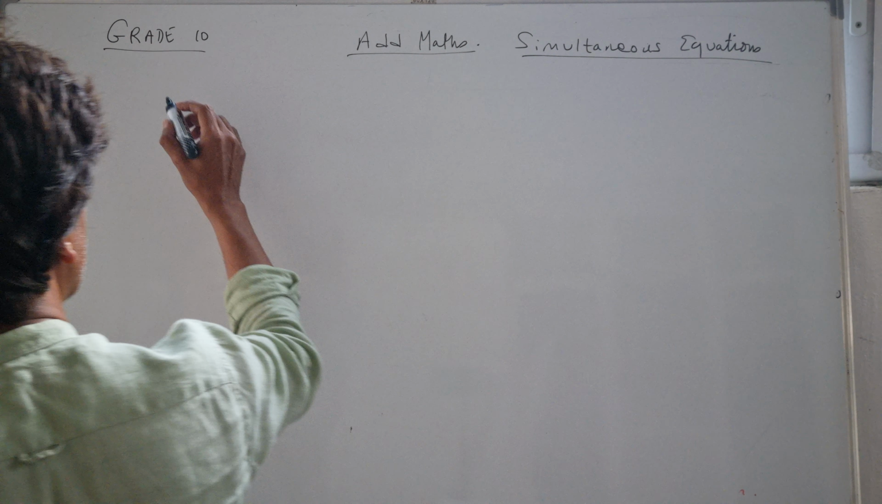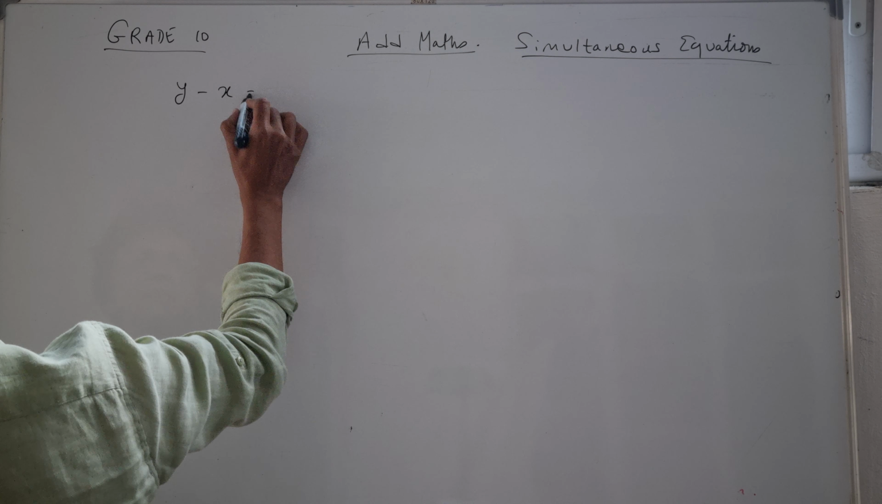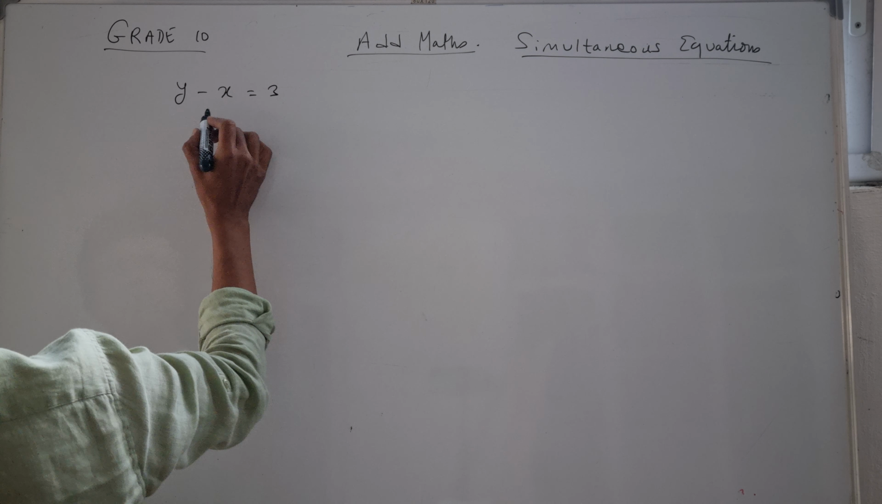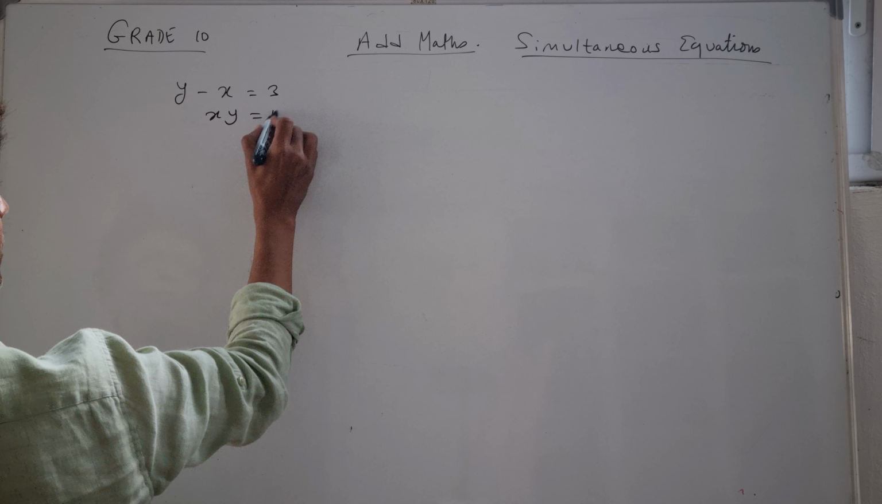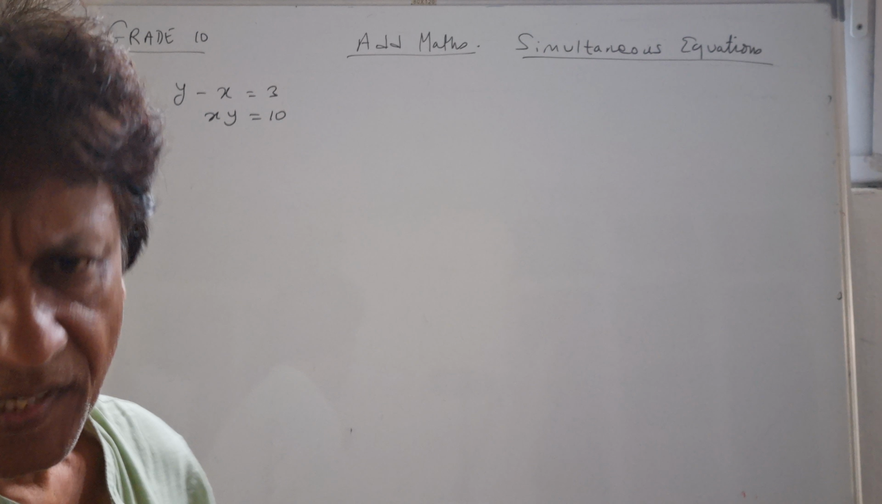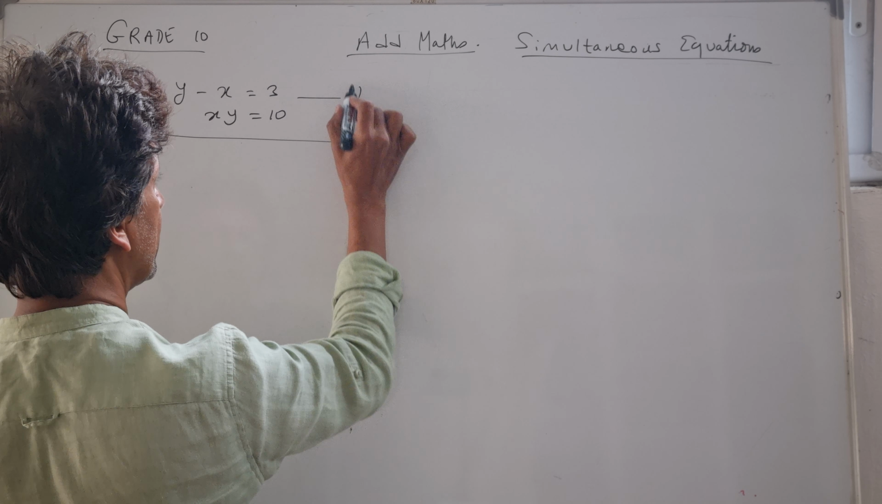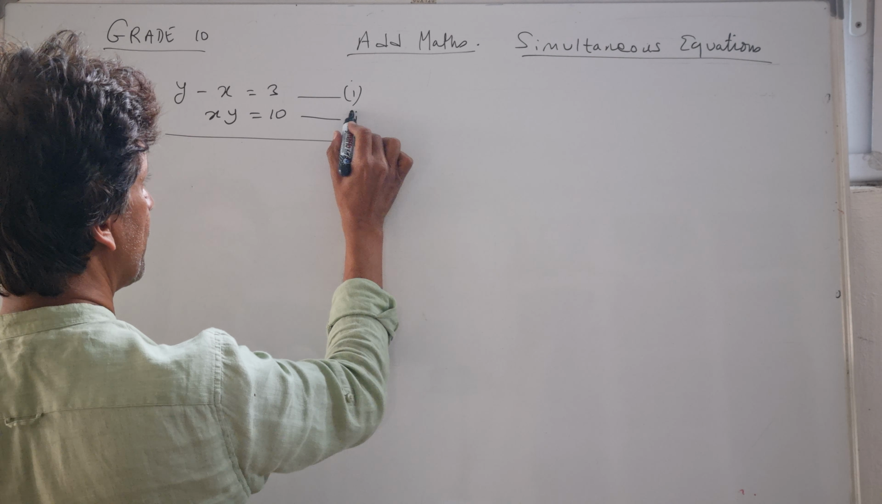So we have an example in the book here where it says y minus x is equal to 3, and then we have xy is equal to 10. So how are we going to go about and solve an equation like this? Very easy. I'm going to call this equation 1 and this one equation 2.